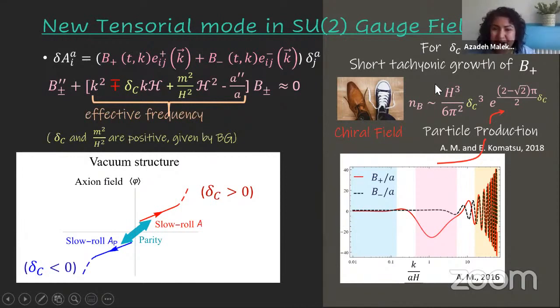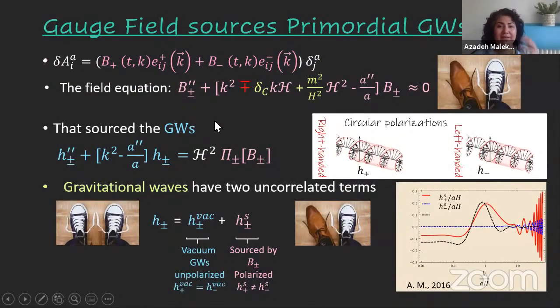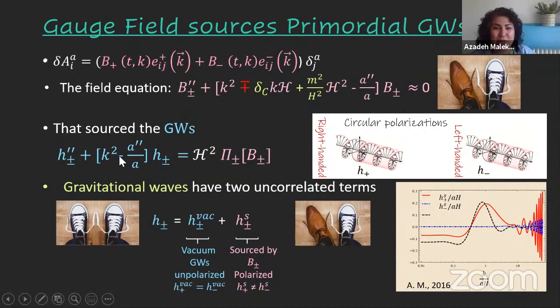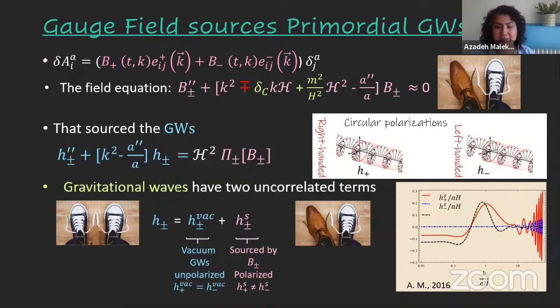But all the particles which are coupled to this gauge field will experience this particle production, which is happening around the horizon. And among different fields which can get coupled to this gauge field is the gravitational wave itself. So now, comparing to the standard scenario in which gravitational waves are sourceless, so the right-hand side is 0, now because we have this gauge field, they provide a source for gravitational waves. As a result, the final primordial gravitational wave is the vacuum solution, which is unpolarized and nearly Gaussian, and the part which is sourced by the gauge field. So now it's chiral and non-Gaussian.